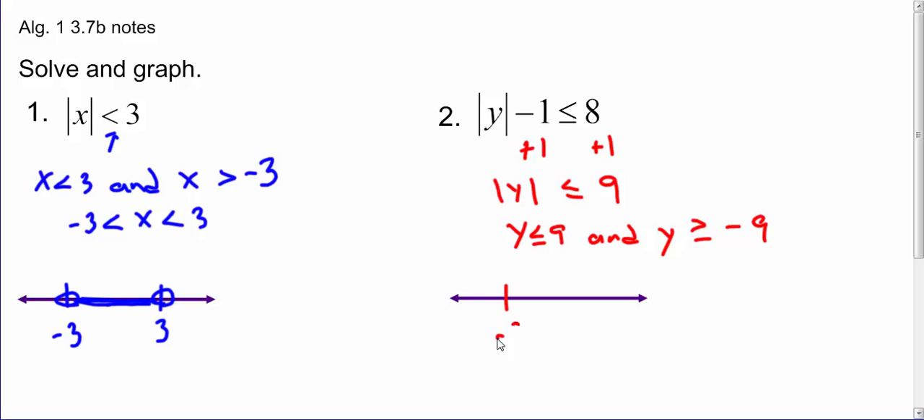Again, I'm just going to mark the key points. I'm going to call that negative 9. I'm going to call that 9. This time we have closed circles, so we can fill in those dots and then connect, and this would be the case. y is less than or equal to 9 and y is greater than or equal to negative 9.